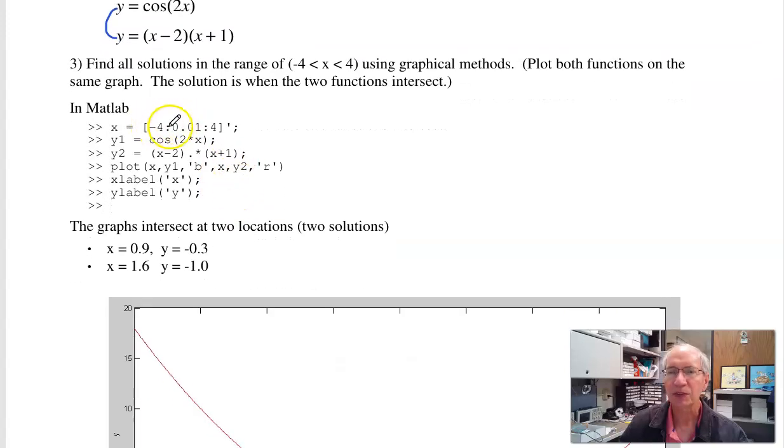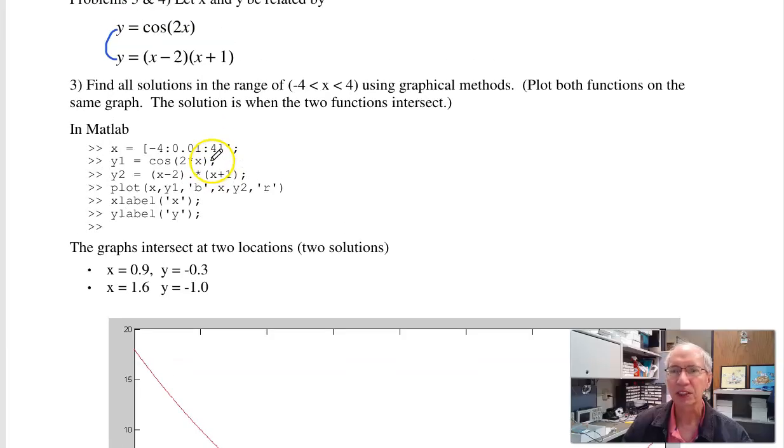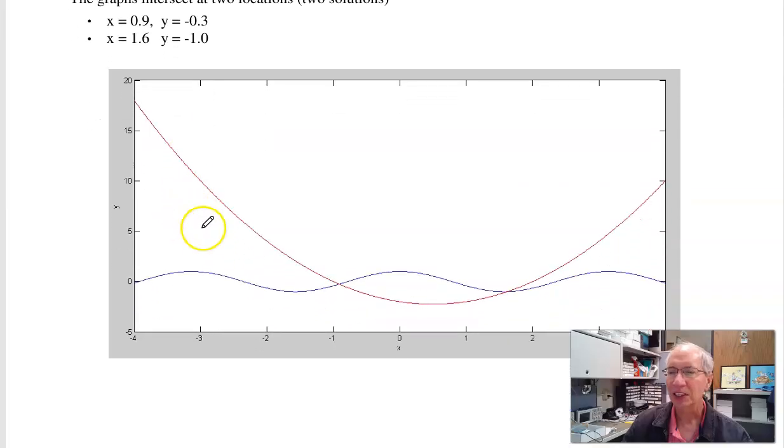I'm going to have x going from minus 4 to plus 4, guessing that's the answer somewhere between that range. First function is cosine 2x. Second function is x minus 2 times x plus 1. Needing the dot notation to tell Matlab don't treat that like a matrix multiply. That's element by element multiply. Plot. And here's the graph. That tells me that there are 2 answers. One is close to minus 1, the other one is close to 1.5.